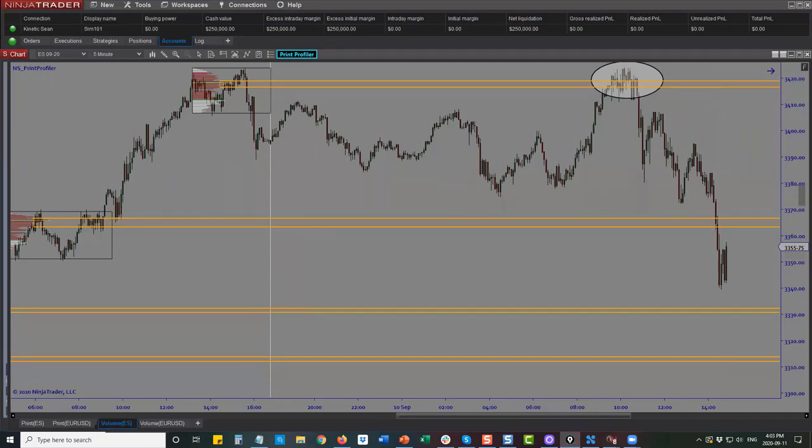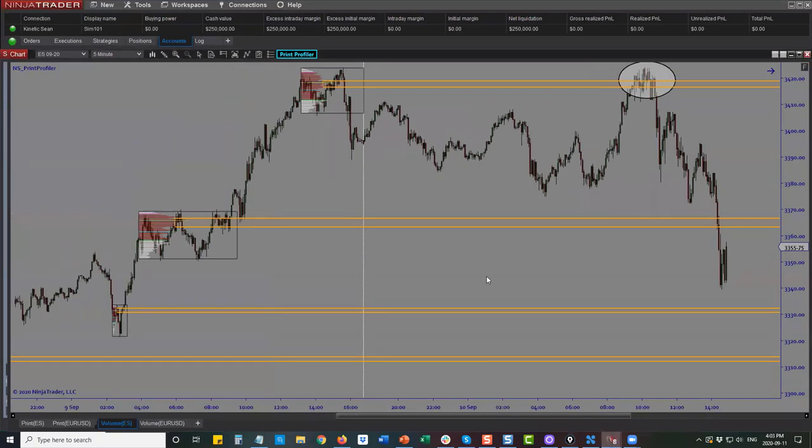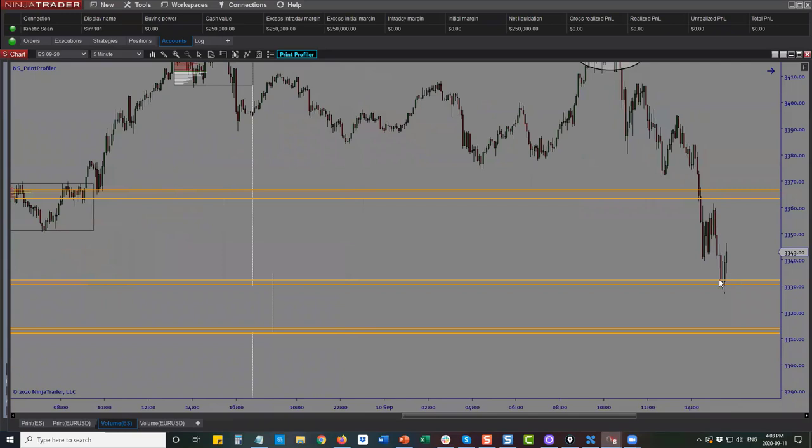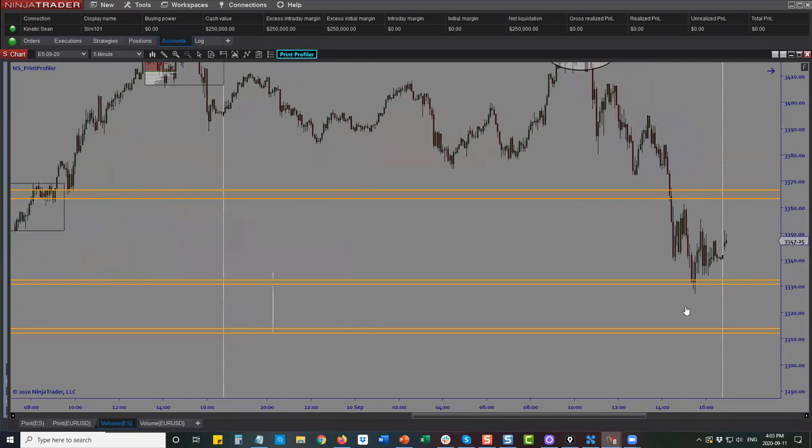Very important to make sure that if you're looking at volume, it's fresh auction levels. Okay, look at this one. This one was never tested. See? Significant reaction from it.